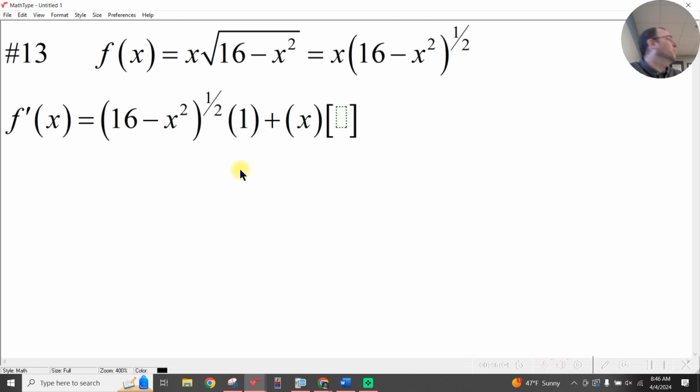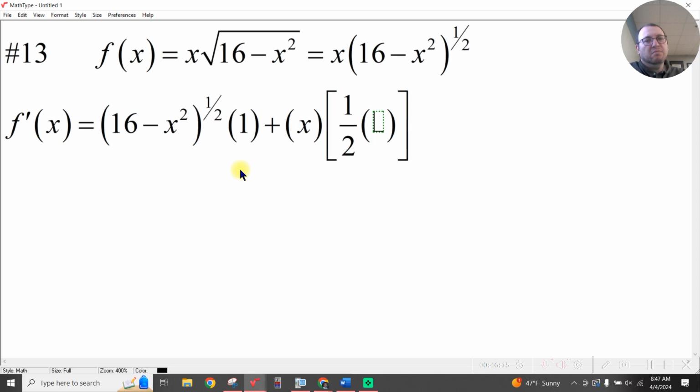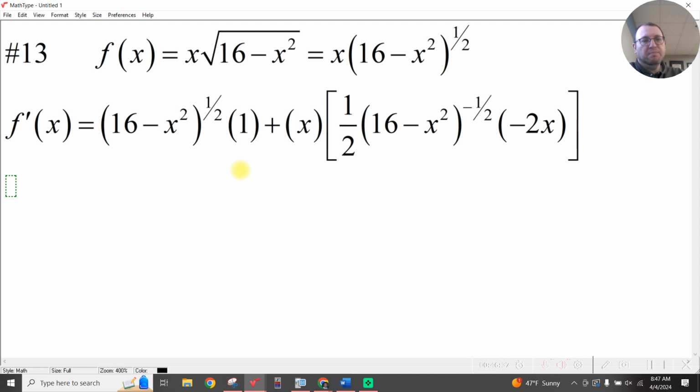Oh boy. Chain rule. All right, bring the 1/2 out front. That's right. All this business is left alone at first. Well, what to what power here? Negative 1/2. And then, like you said, times the derivative of the inside. That's right. Man, we just keep doing this same stuff over and over. It's called a good time.